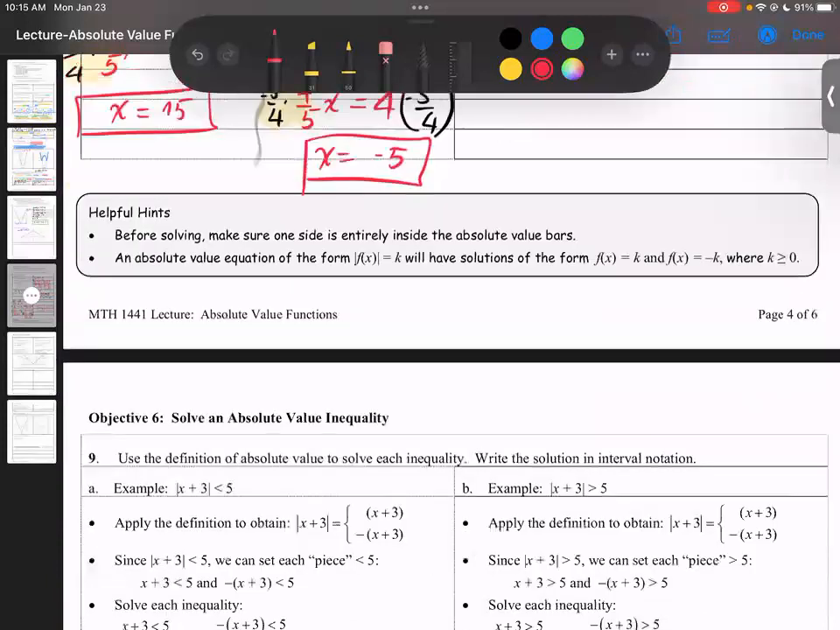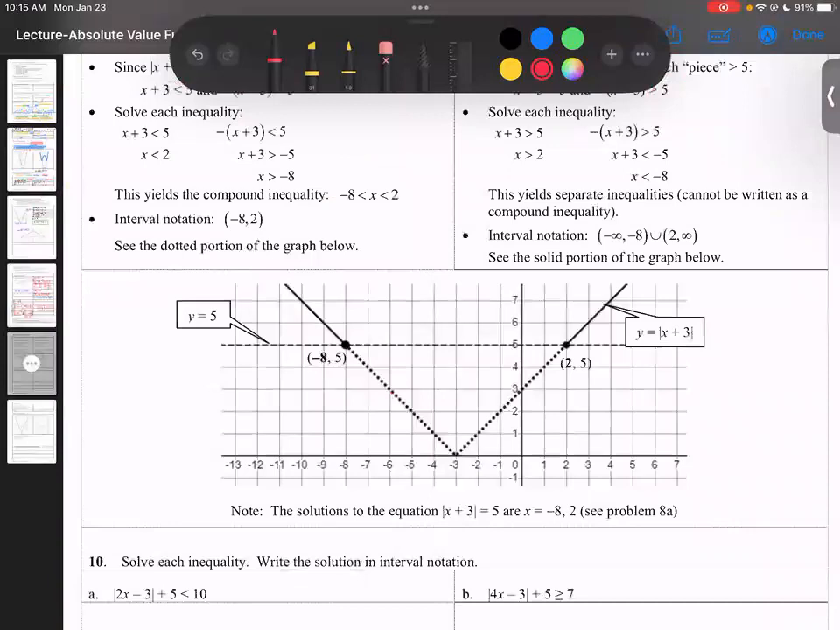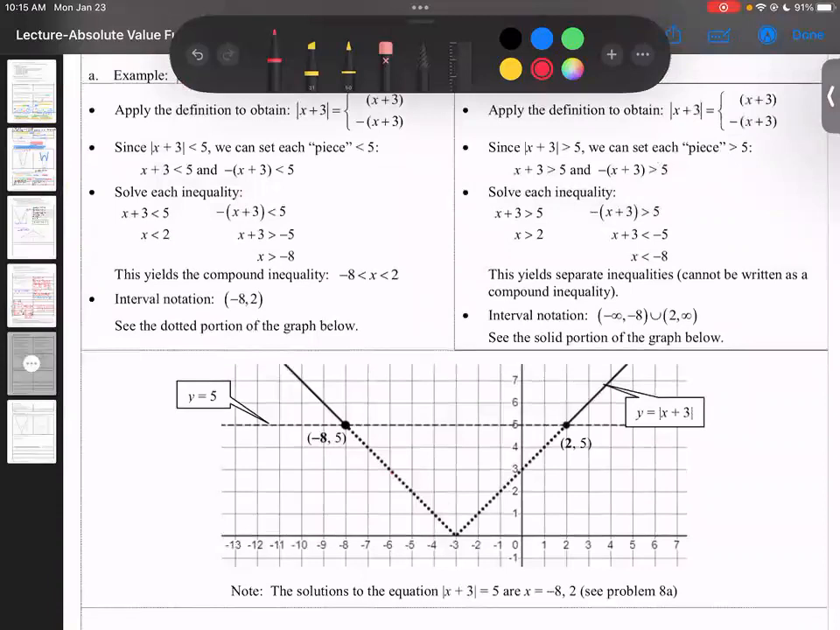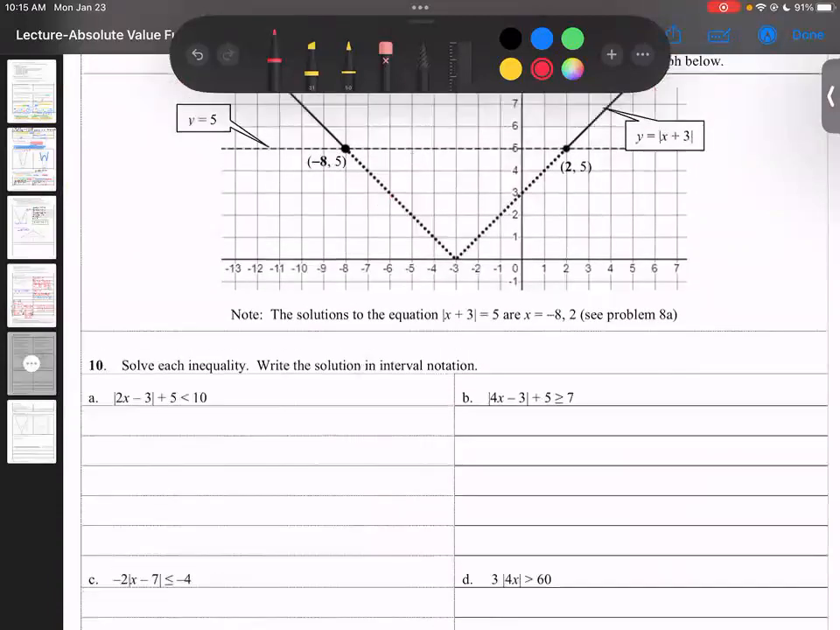Inequality, and then we'll be done. It's the same thing. We have positive k, negative k. So let's go straight to the problem. First, I need to isolate my absolute value. Positive k will be 2x minus 3 less than 5, or negative quantity of 2x minus 3 less than 5. See, it's the same thing.